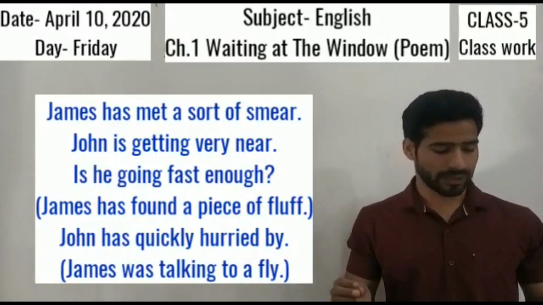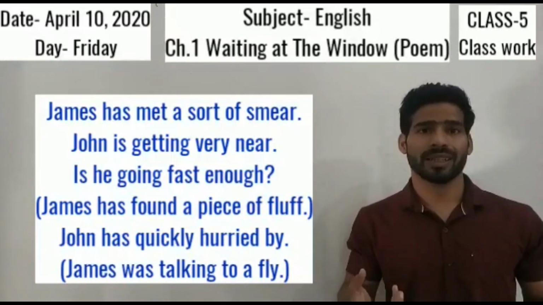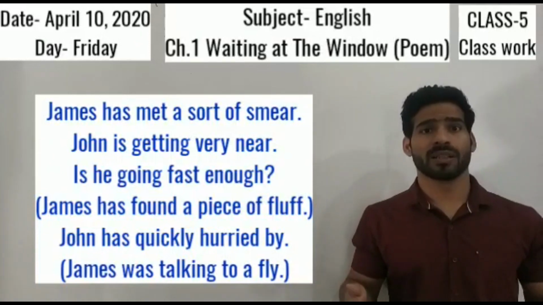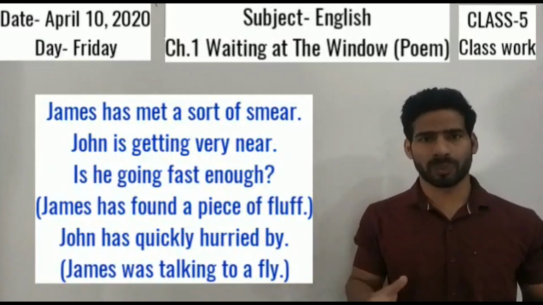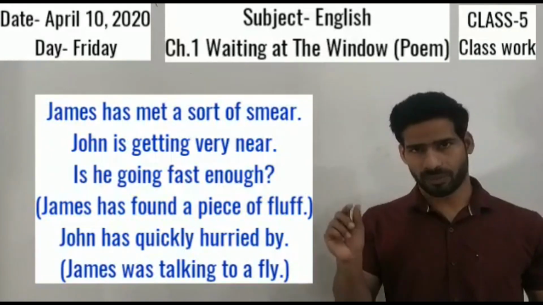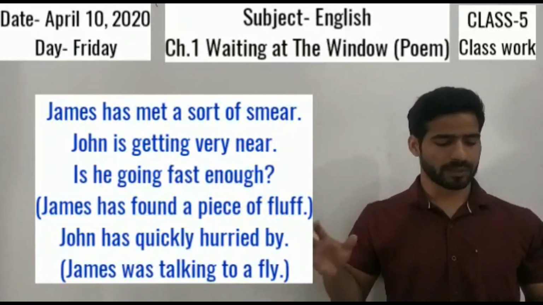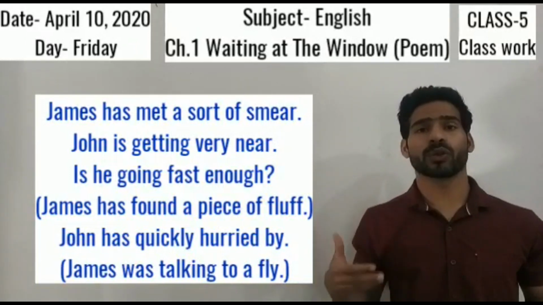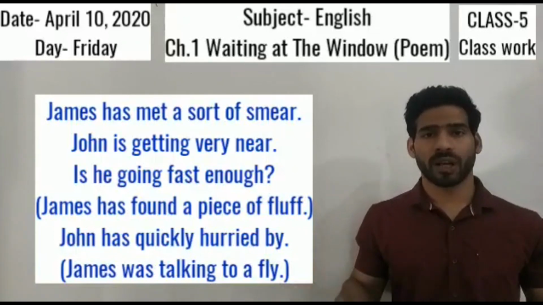Is he going fast enough? James has found a piece of fluff. Now the kid is asking, is James going actually very fast, or at the pace through which he can win the race? Because he's been stuck in a piece of fiber or a piece of cloth. That fluff means a piece of fiber, right? Now, John has quickly hurried by. James was talking to a fly. Here, the kid is saying that John has suddenly taken advantage of the situation. Now he is moving quite fast.